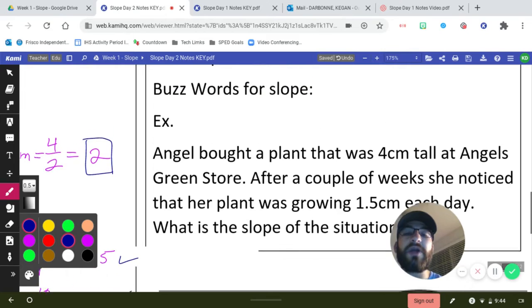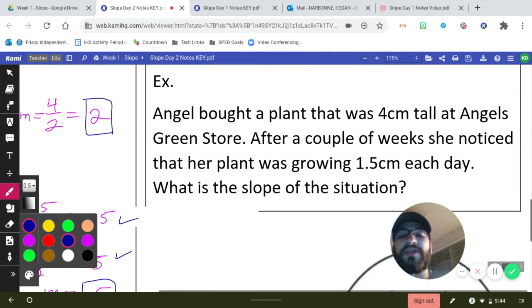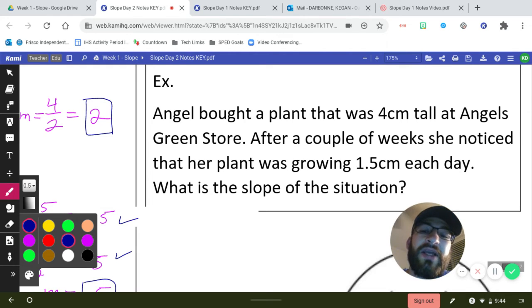Right? The next thing we could run into is a word problem, okay? So as an example, Angel bought a plant that was 4 centimeters tall at Angel's Green Store. After a couple of weeks, she noticed that her plant was growing 1.5 centimeters each day. What is the slope of the situation?